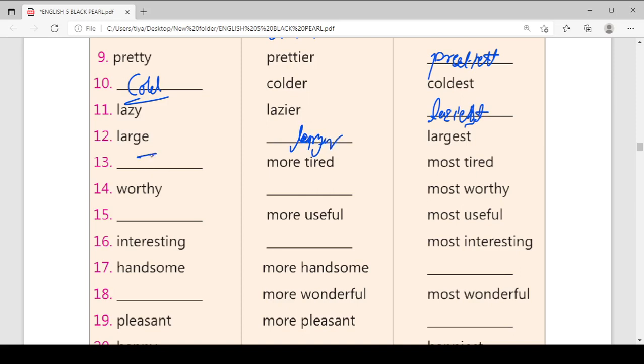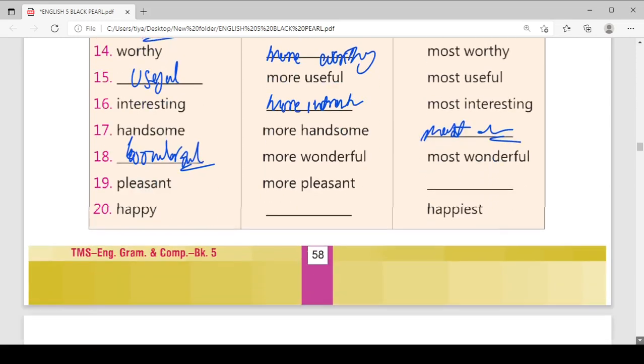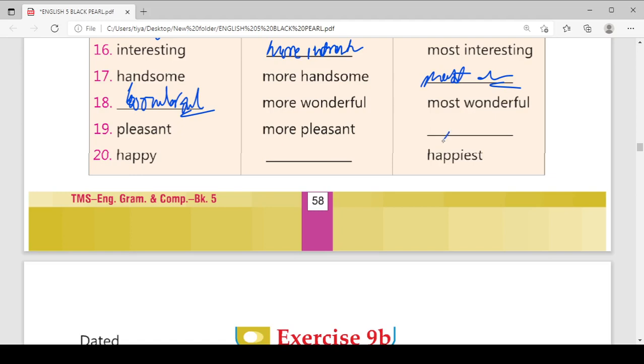Tired, more tired, most tired. You just need to write the tired. Worthy, more worthy, or most worthy. Useful, more useful, most useful. Interesting, more interesting. Handsome, more handsome, most handsome. Okay, beautiful or wonderful. Wonderful, more wonderful, most wonderful. Pleasant, more pleasant, most pleasant.